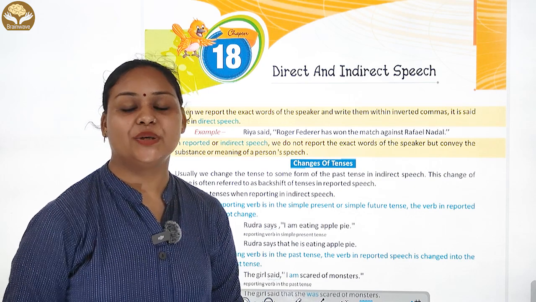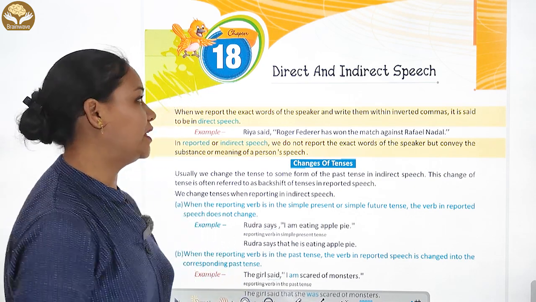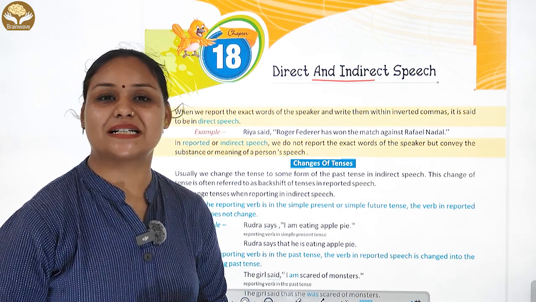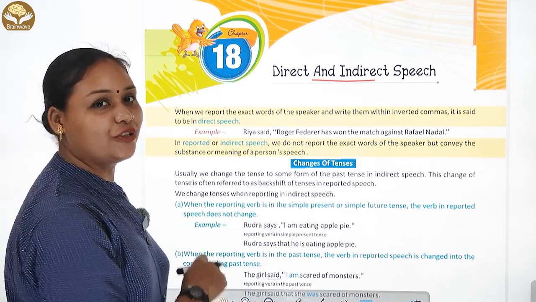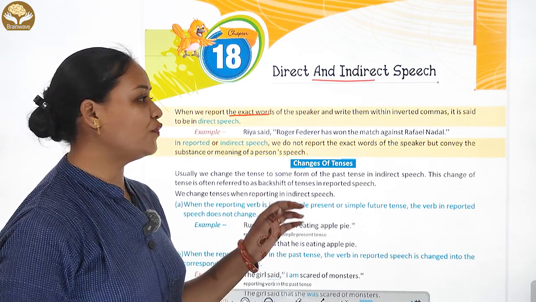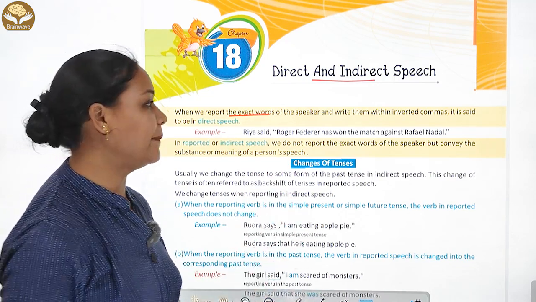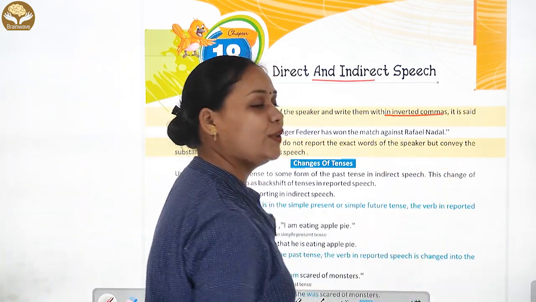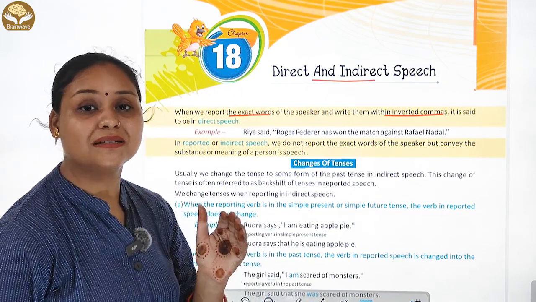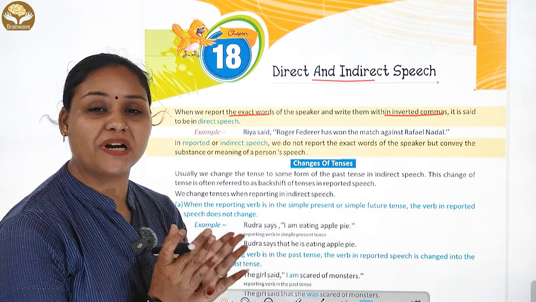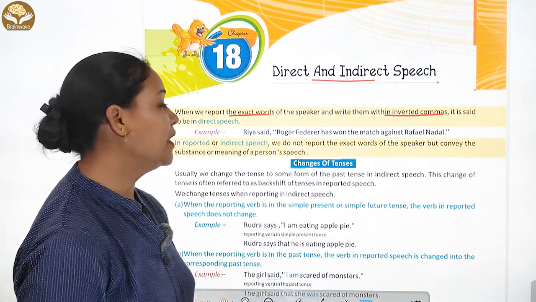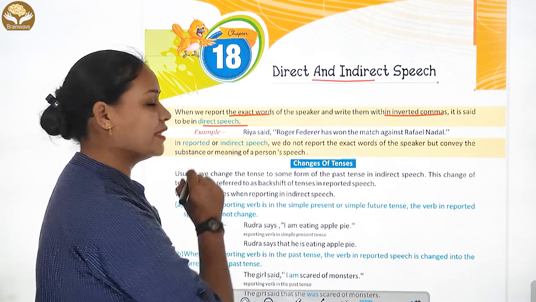Fine and happy. Today we will read chapter 18, direct and indirect speech. Okay, so let's start this chapter, kids. Definition: when we report the exact words of the speaker and write them within inverted commas. जब हम शब्दों को as it is बोलते हैं या फिर उसे कॉमा इन्वर्टेड कॉमा की सहायता से हाईलाइट करते हैं, it is said to be in direct speech.